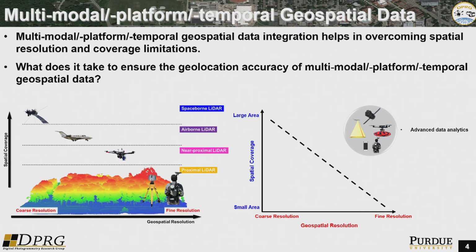But in order to reach this objective or this goal, you have to make sure that this data is well aligned or geolocated. So the question is, what does it take to ensure the geolocation accuracy of multimodal, multi-platform, multi-temporal geospatial data?